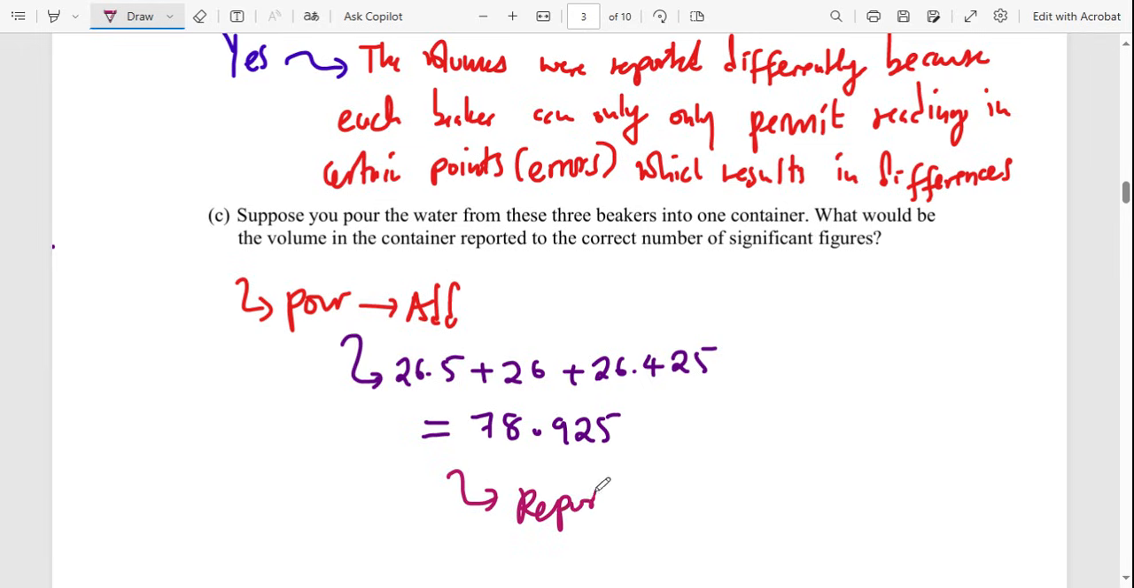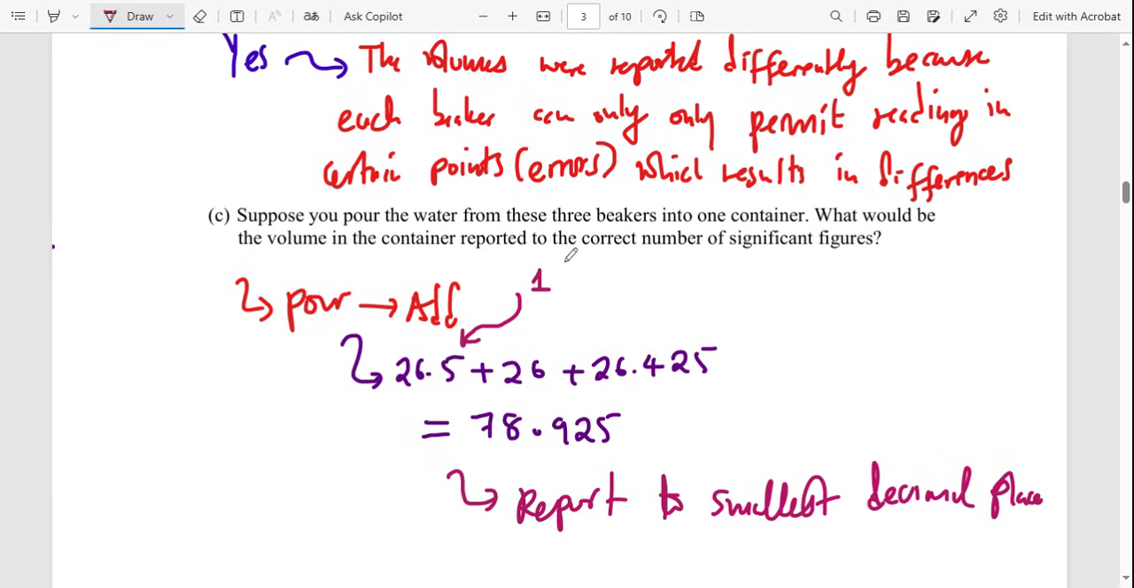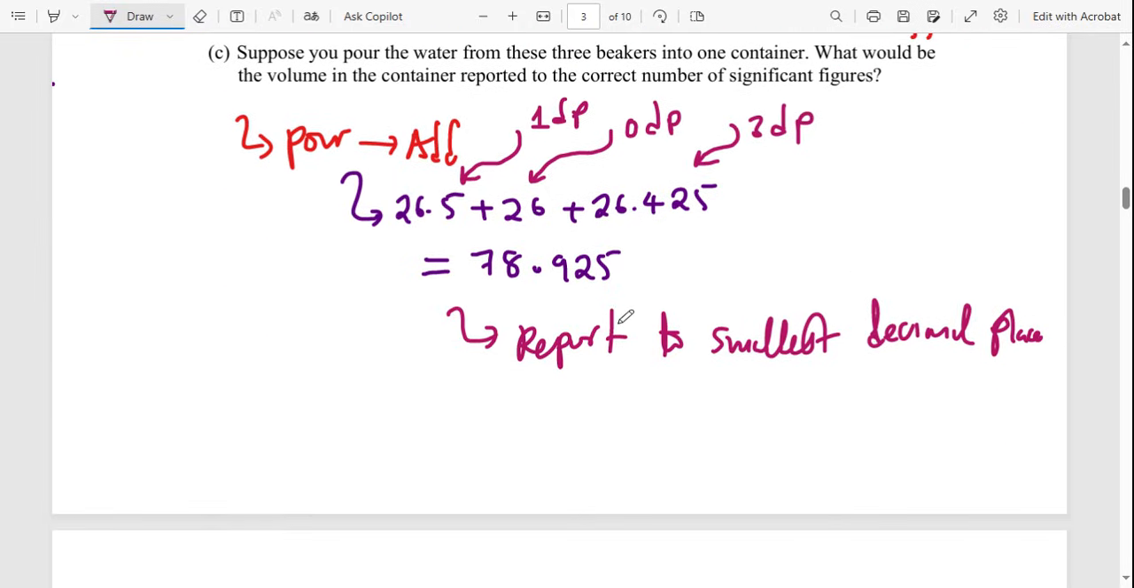report to the smallest decimal places. Okay, so the first number has got one decimal place. The second number has got 0 decimal places. The third has got 3 decimal places. So the final answer should have 0 decimal places.